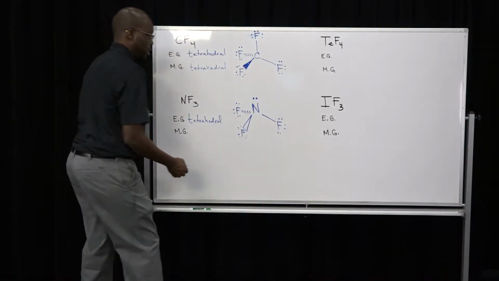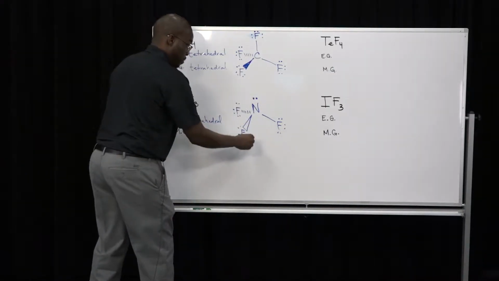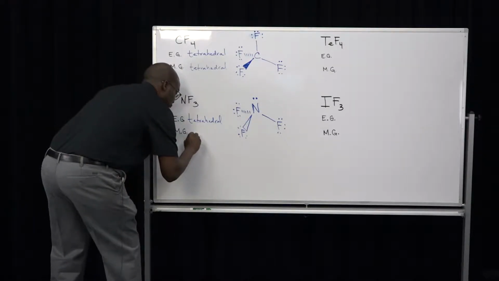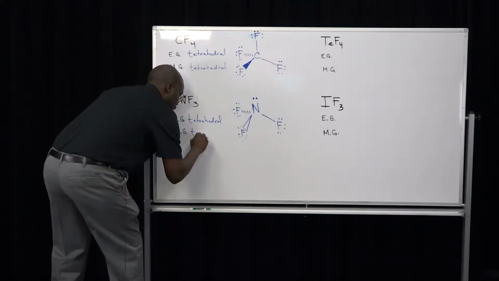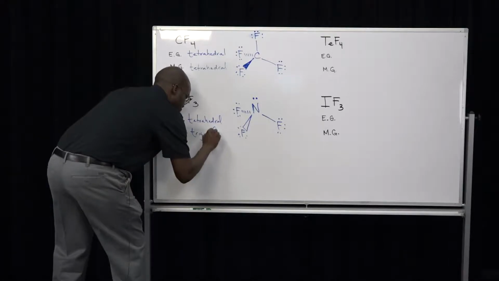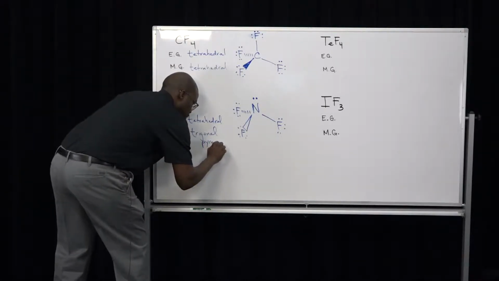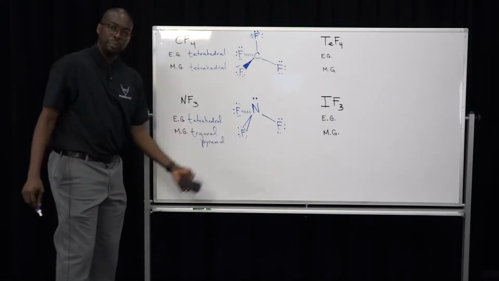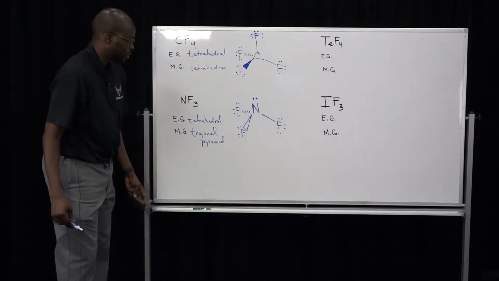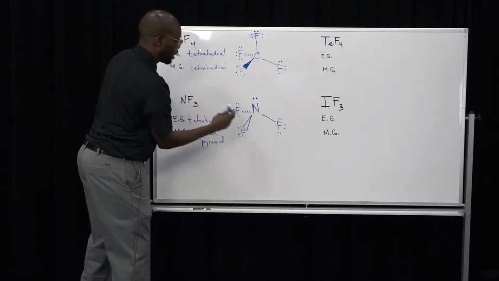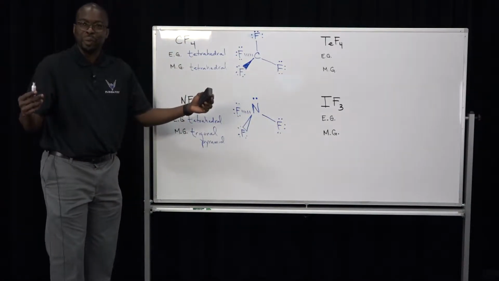Okay, so what we have here is a structure called a trigonal pyramid, or a 3-sided pyramid. If you notice, nitrogen is the very top of the pyramid.